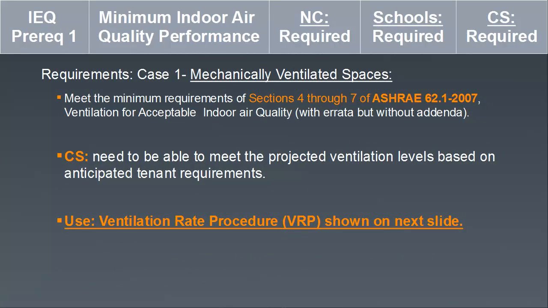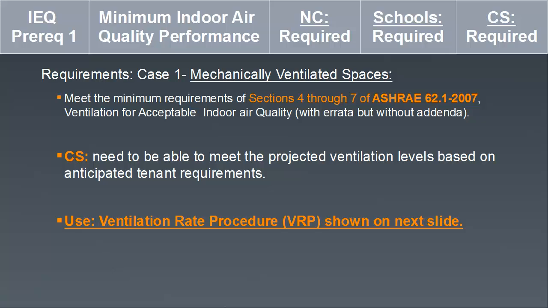The first prerequisite is minimum indoor air quality performance. So this is required for all LEED buildings since it is a prerequisite. It references that standard, ASHRAE 62.1 2007, and at minimum has to meet the requirements of section 4 through 7 of that standard that sets ventilation for acceptable indoor air quality. This is without addenda, but with errata.